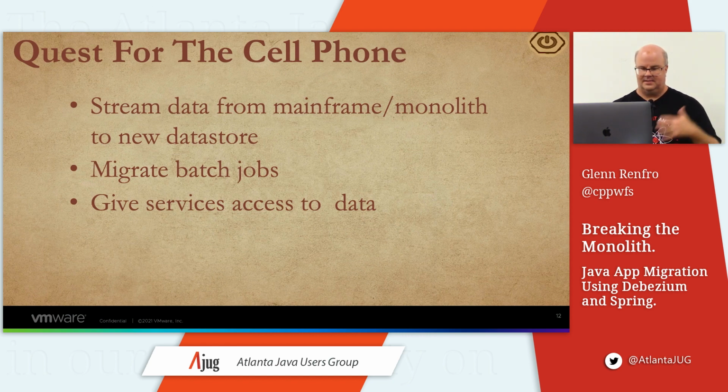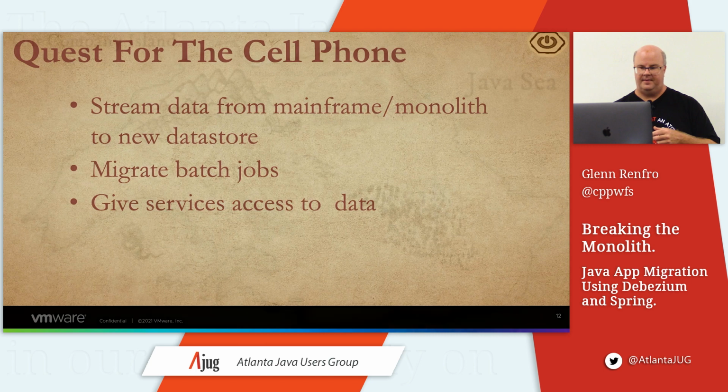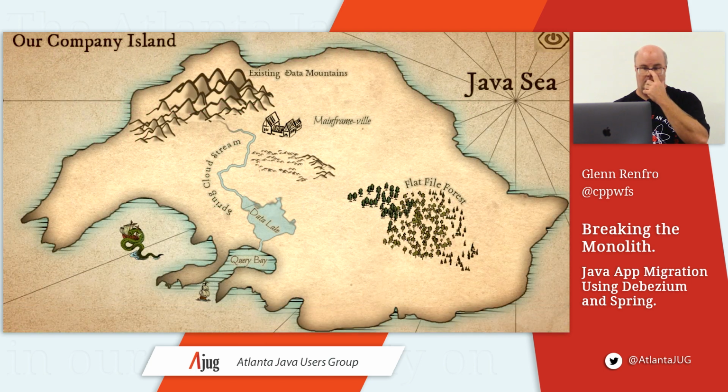of the existing mainframe. So path one is we want to get the data out of our existing data mountains and into our data lake. And we've named this Spring Cloud Stream.